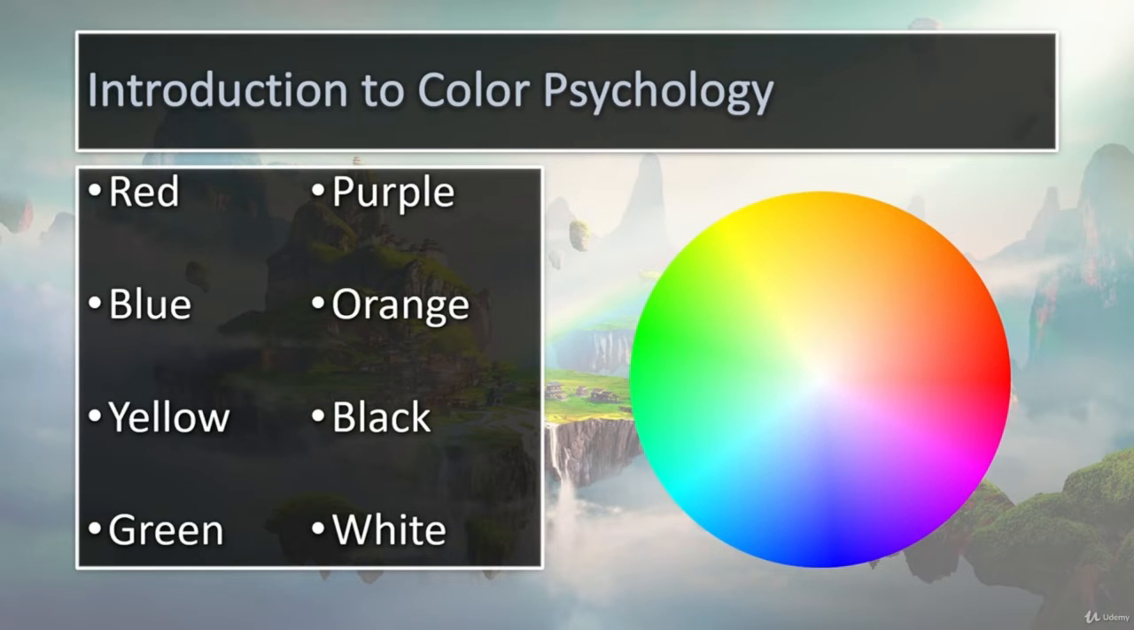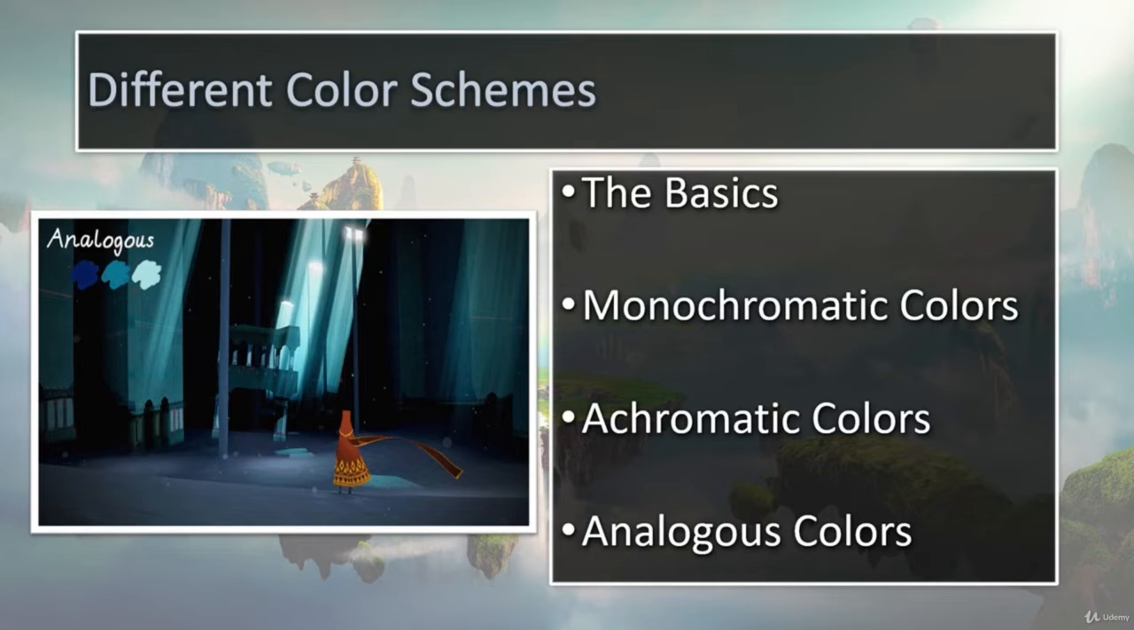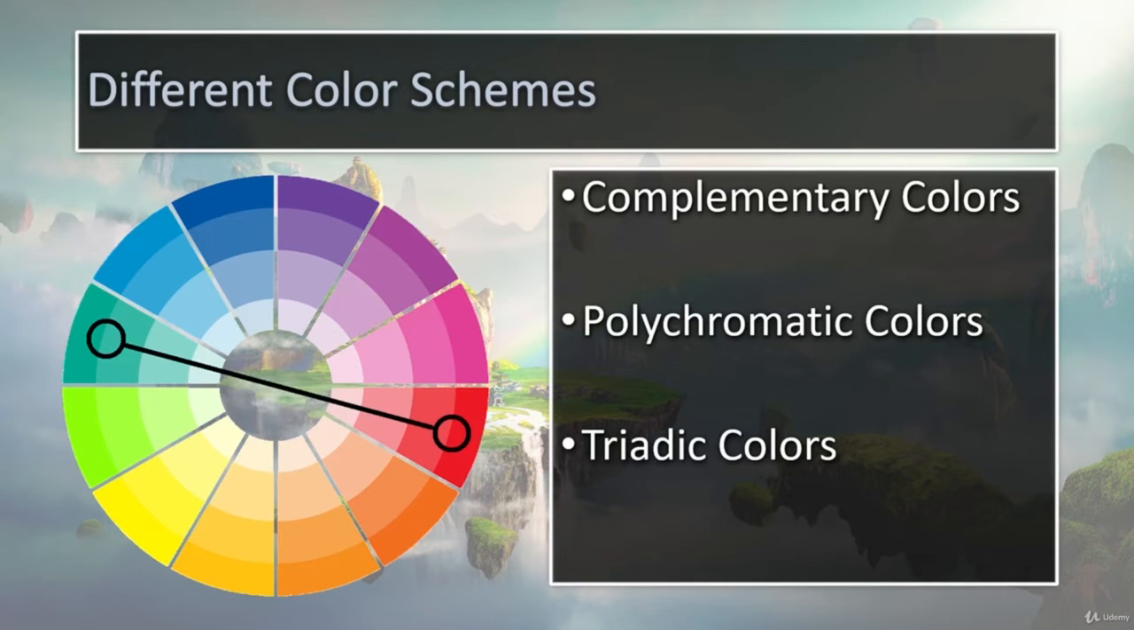In our next section, I'm going to be talking about different color schemes. So before we get started, I'm going to talk about the basics. So, the definitions and what schemes are. Then I'm going to look at monochromatic colors, achromatic, analogous, complementary, polychromatic, and triadic. I'm basically going to talk about what they are and how they are used.